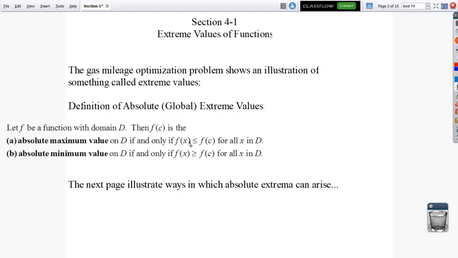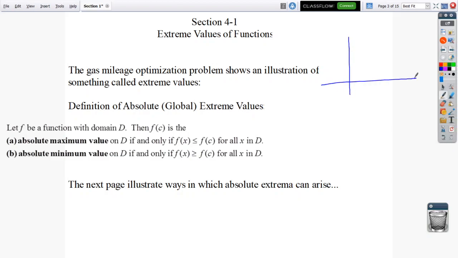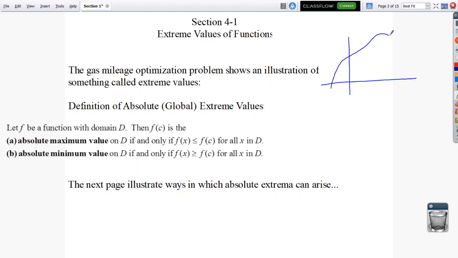Looking at the definition of an absolute maximum value: absolute maximum just means if I have some sort of function right here, looking right there, I think you can figure out that this is your maximum value, right? Just by looking at it.